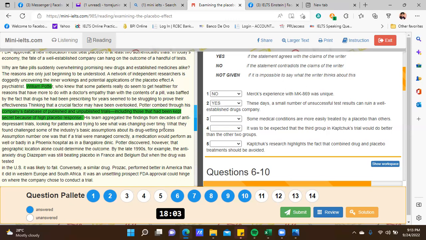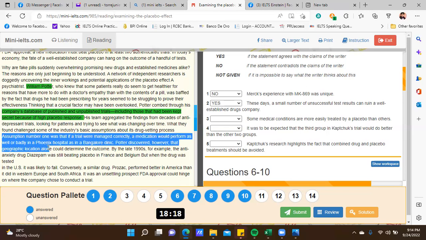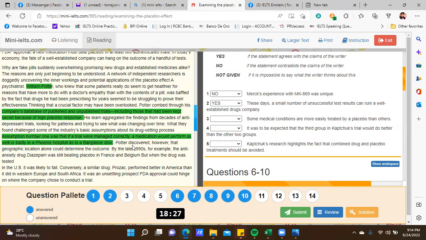His team aggregated the findings from decades of antidepressant trials, looking for patterns and trying to see what was changing over time. What they found challenged some of the industry's basic assumptions about its drug vetting process. Assumption number one was that if a trial were managed correctly, a medication would perform as well or badly in a Phoenix hospital as in a Bangalore clinic. However, Potter discovered that geographic location alone could determine the outcome.